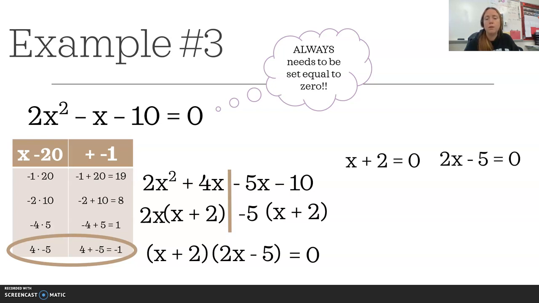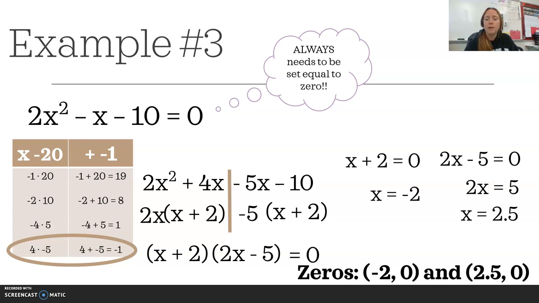So for x plus 2 equals 0, I'm going to subtract 2. For 2x minus 5, I'm going to add 5, divide by 2. You can leave it as 5 halves, or you can give me the decimal 2.5. Either is fine with me. So instead of writing as a solution set, I'm going to write them as points. So I've got -2, 0, and 2.5, 0. Why am I saying equal to 0? Well, this is the same thing as saying equaling y, and I'm substituting y with 0. These are our two x-intercepts, where it crosses the x-axis, and y is equal to 0.